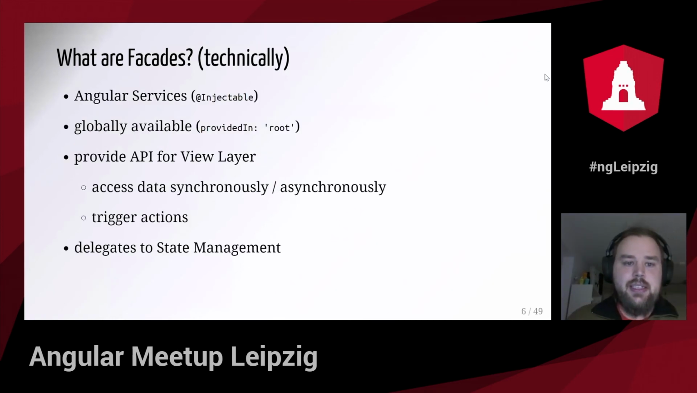So technically speaking, facades are Angular services that are globally available. We do that by decorating our services with the Injectable decorator and also using providedIn root. This basically makes them singletons, but not quite, as they are provided by the Angular injector. So normal singletons would have a getInstance method. Facades provide an API for the UI layer to do all the stuff that I had on the previous slide. So you can access your data synchronously or asynchronously, and you can interact with your state management. Facades themselves don't store any data, they just delegate everything to the state management.